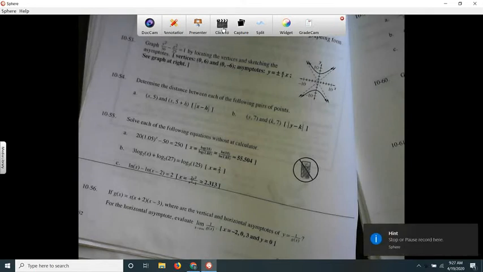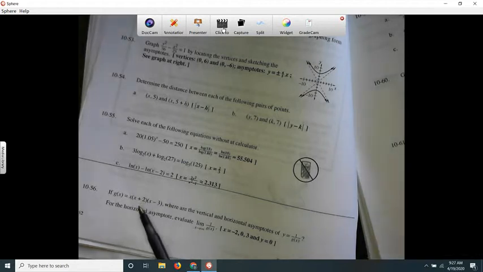Here's pre-calc problem 10-56. If g of x equals x times (x plus 2) times (x minus 3), where are the vertical and horizontal asymptotes of 1 over g of x? So that's the reciprocal of g of x. For the horizontal asymptote, evaluate the limit as x approaches infinity of 1 over g of x.